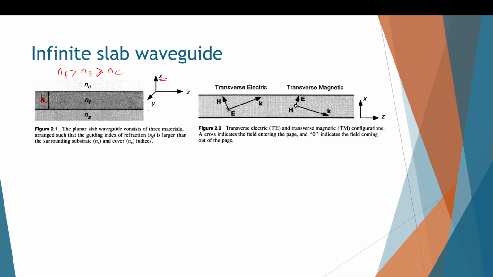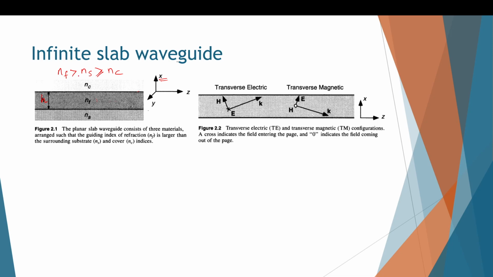So I hope you understood why we call it an infinite slab, because we are not assuming it to be for some finite value of z or y. So we are assuming that it is for infinite z. So this is not a real world case.